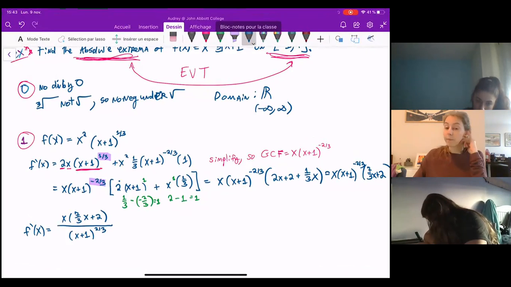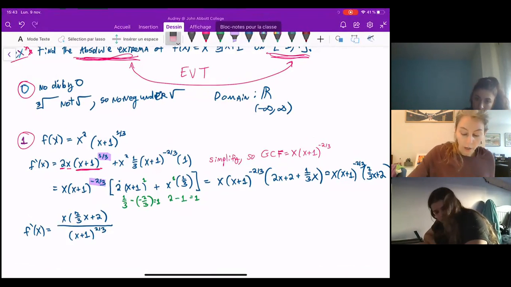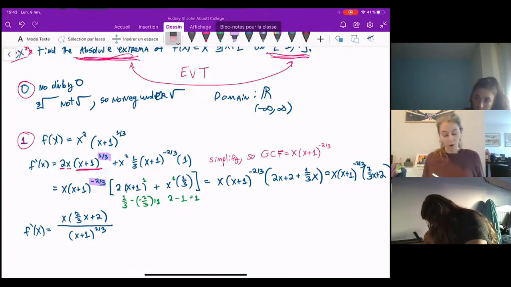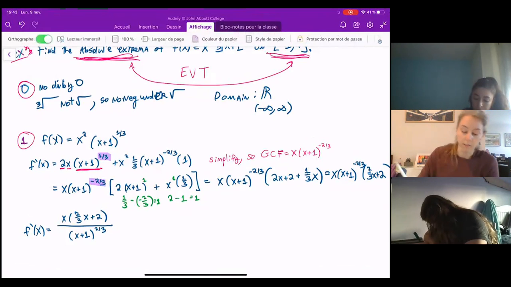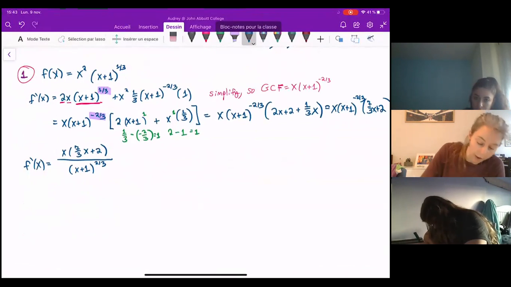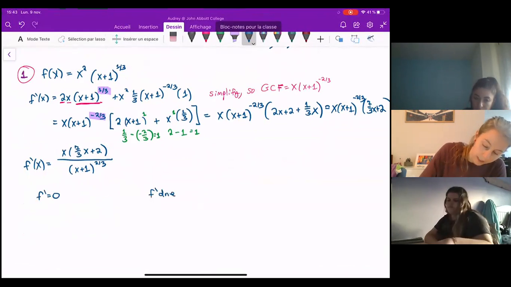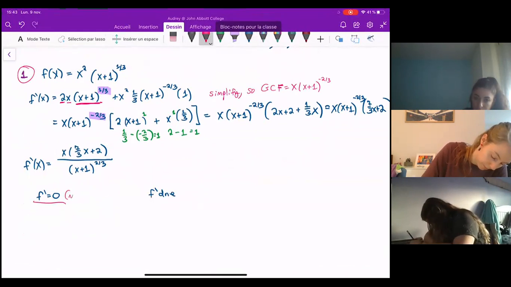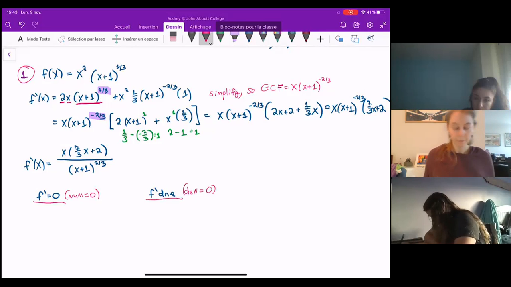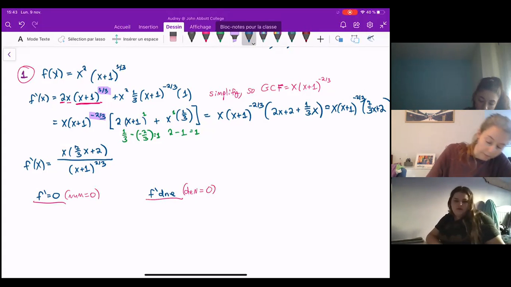And that's important because now that's going to go not for where the derivative equals 0, but for where it does not exist. So now I'm doing f prime equals 0, and f prime does not exist. So that's my numerator equals 0, and that's my denominator equals 0. So now I'm setting my numerator equal to 0. We're almost done here, guys.